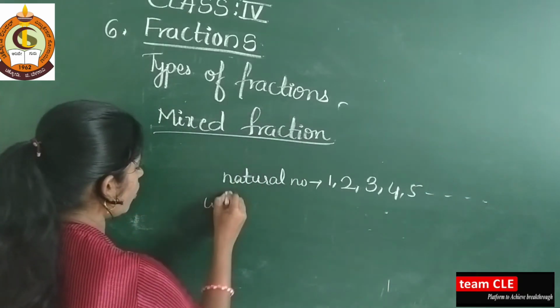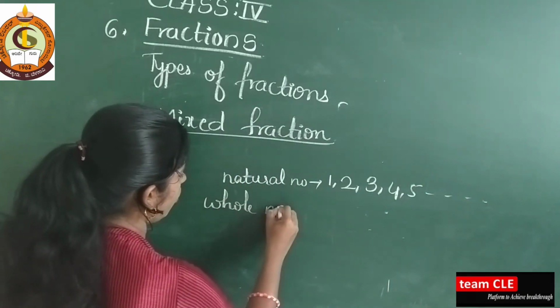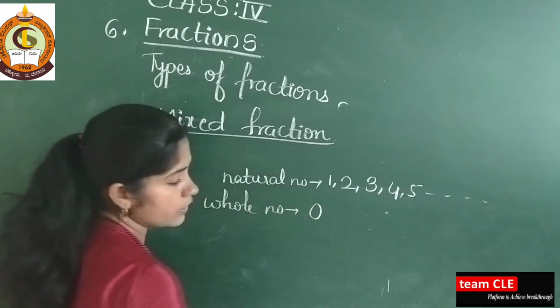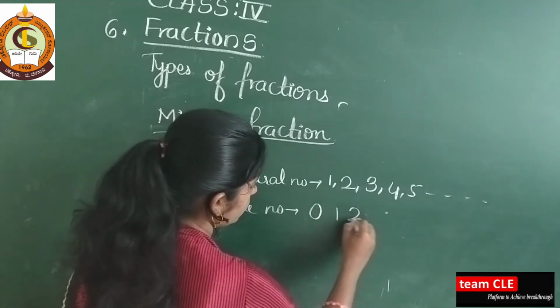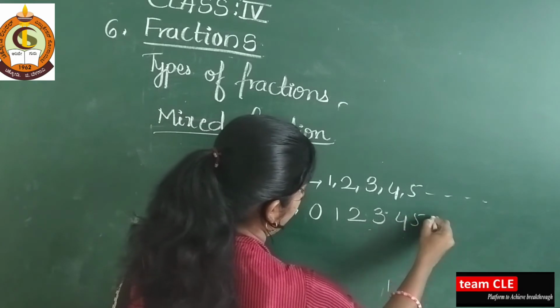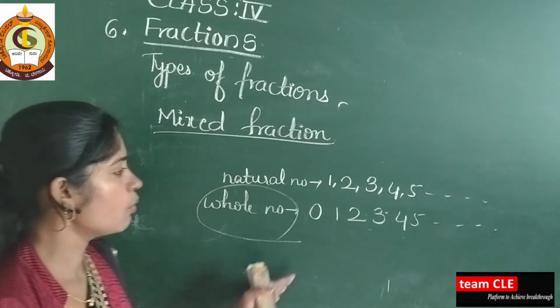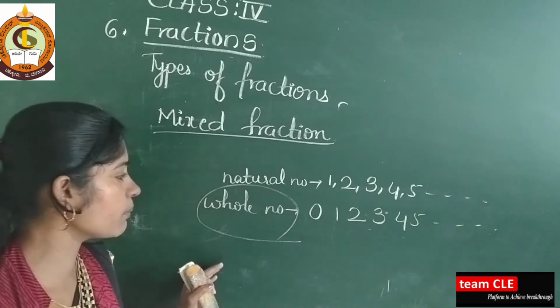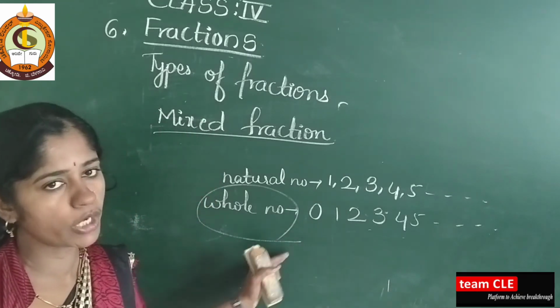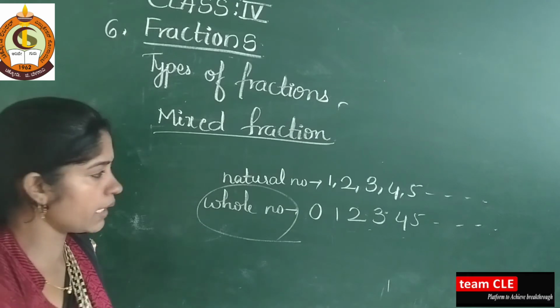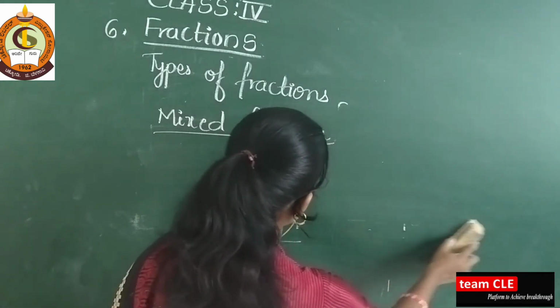Then here one more number will come and that is the whole number. Whole numbers mean including 0: 0, 1, 2, 3, 4, 5, and so on. So these are whole numbers. Natural numbers mean 1, 2, 3, 4, 5 and whole numbers mean including 0. All natural numbers are whole numbers. So then what is this mixed fraction?